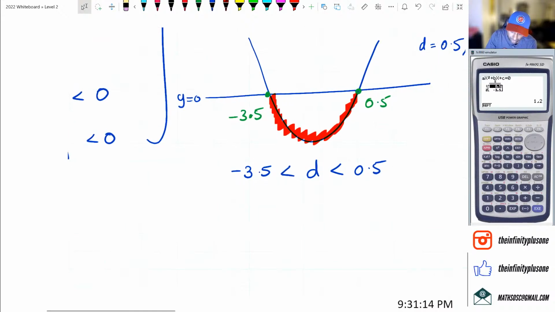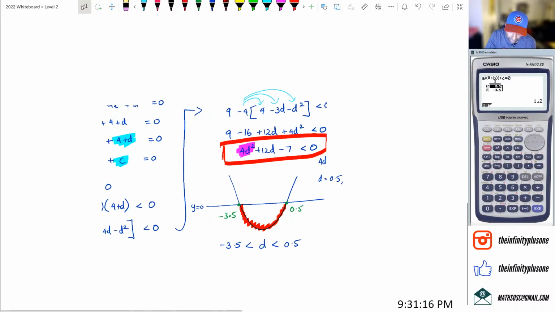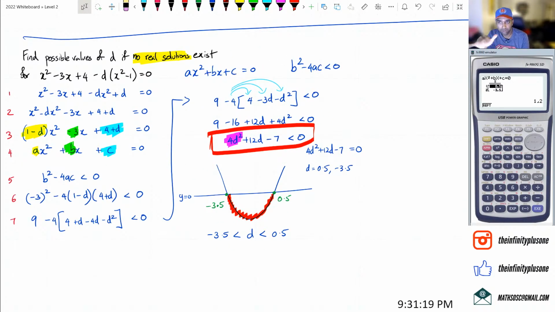So if we go back here, we've just had a quick look, and I showed you guys on Desmos just to show you the meaning behind between -3.5 and 0.5.